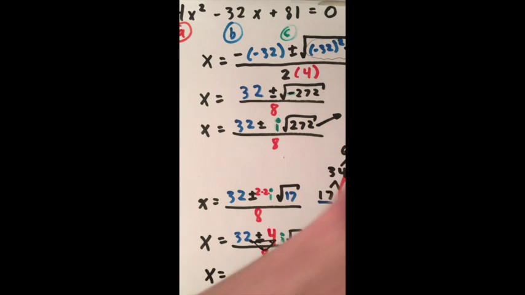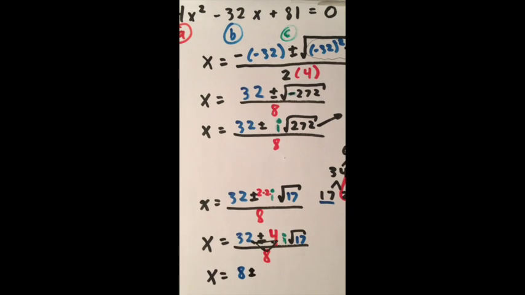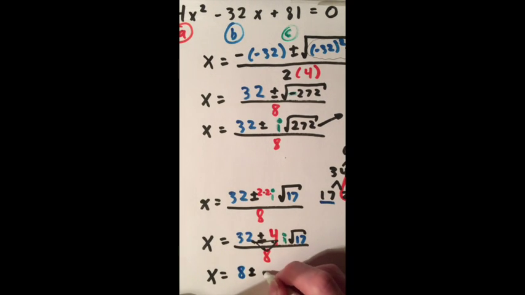x equals, well, 32 divided by 4 would be, I just want to double check my brain, I think it's 8. Yeah, 8. Plus or minus, well, 4 divided by 4 is a 1, so I don't really have to write anything there. So I can just skip down to my i square root of 17.